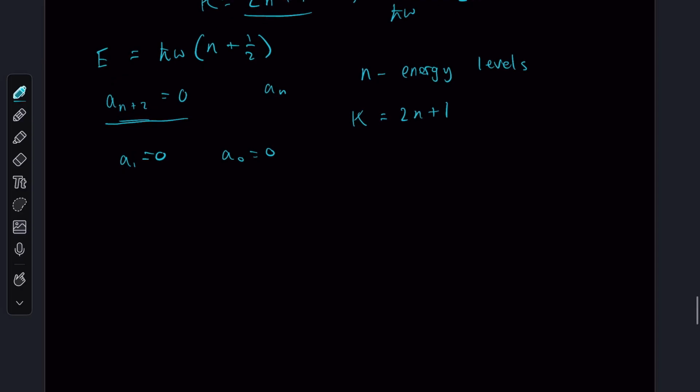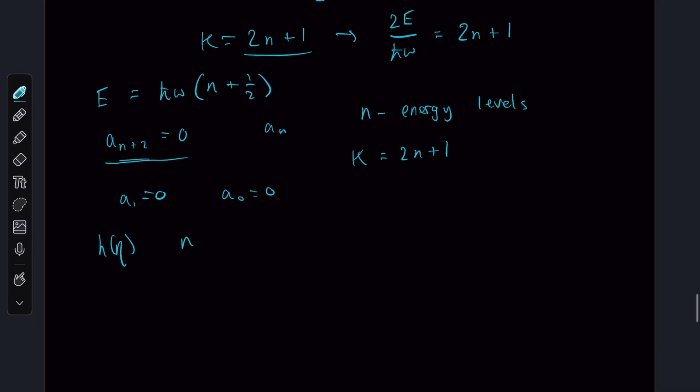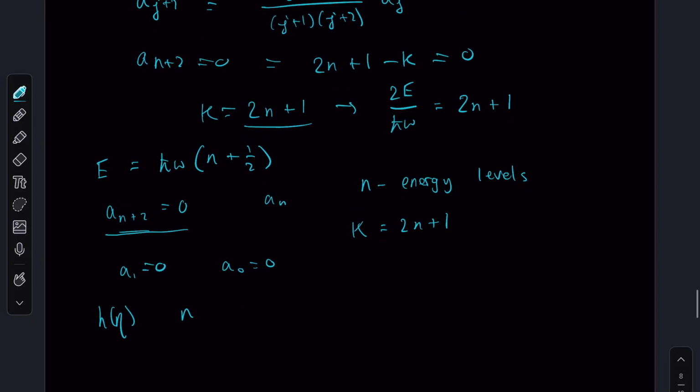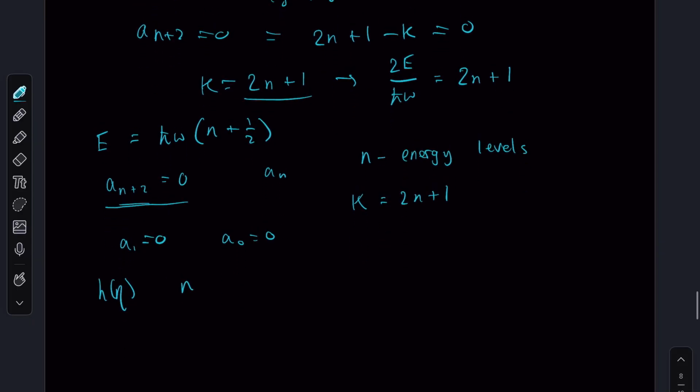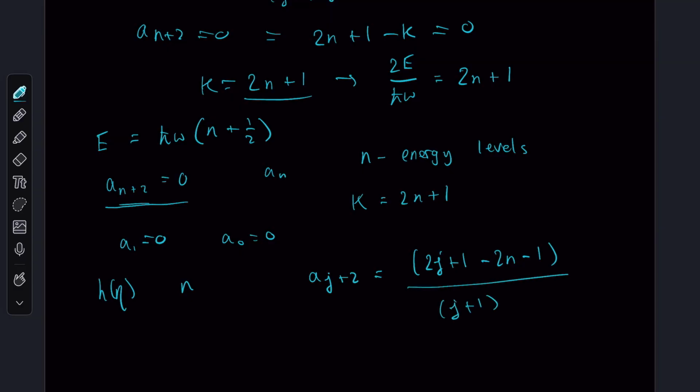And now we can go ahead and start computing h of eta for different n values, so for different energy levels. But firstly, let's substitute for k its allowed values, which is 2n plus 1. So we have, for our new relation, minus 2n minus 1. And the denominator is the same.